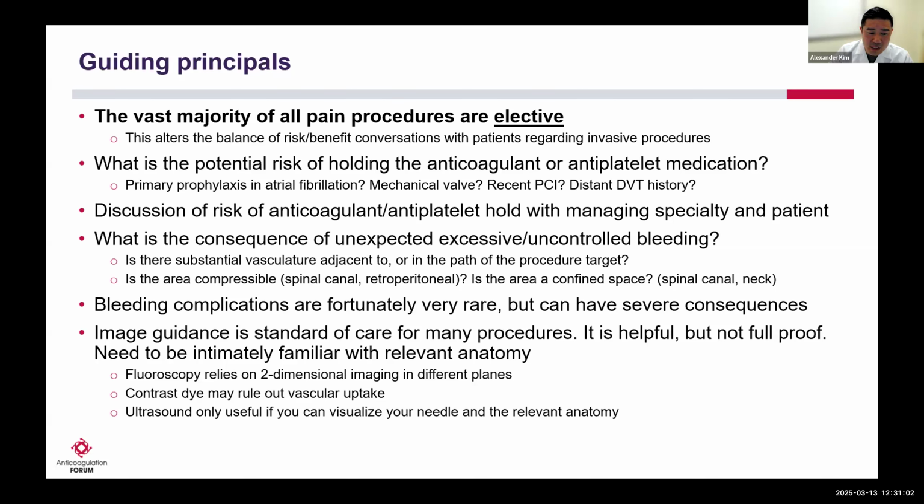And then with ultrasound, very often it's referred to as very user dependent. So ultrasound really can be very, very useful in real time, but it's very important to get a very detailed look at the relevant anatomy and make sure you're actually visualizing your needle as you're moving through the procedure.